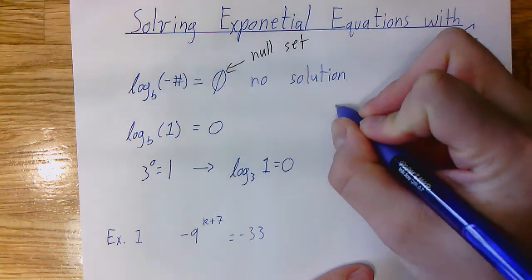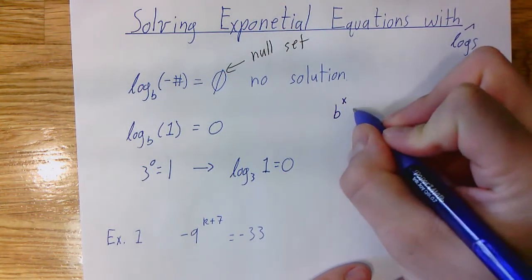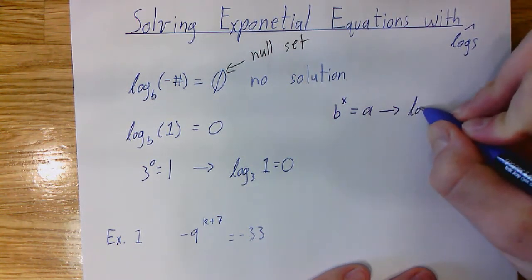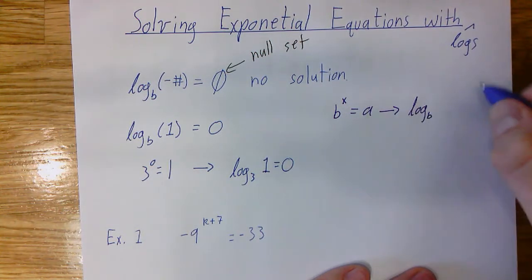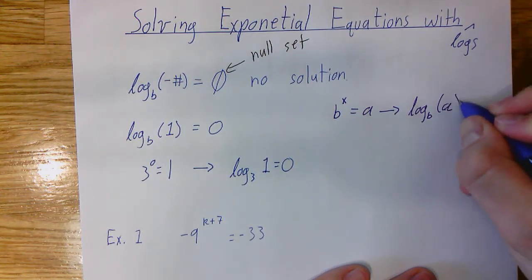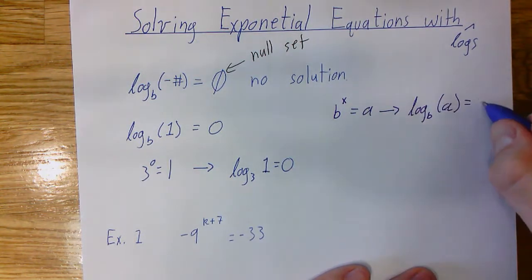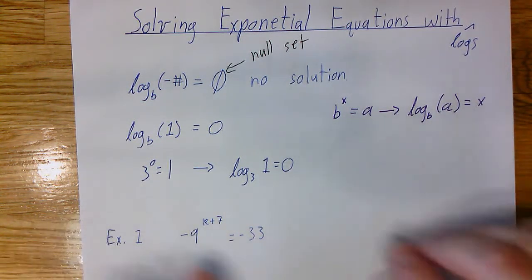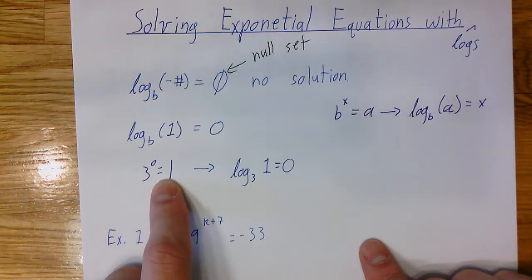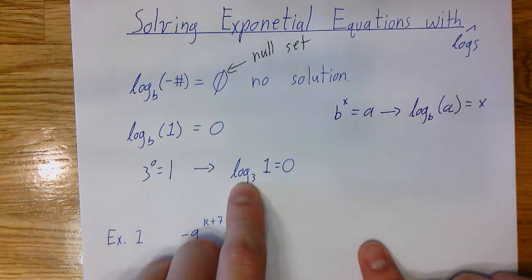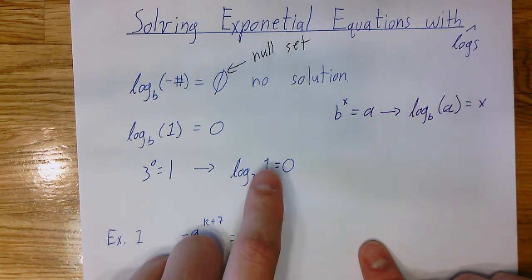If we have a base with some exponent equals an answer, we can turn that into a log by doing log of that same base. We put the answer inside the logarithm, and now we call it the argument, and that equals our exponent. So using this definition to rewrite this, 3 to the power of 0 equals 1 turns into log base 3 of 1 equals 0. The part telling us that this equals 0 is that the argument is 1.